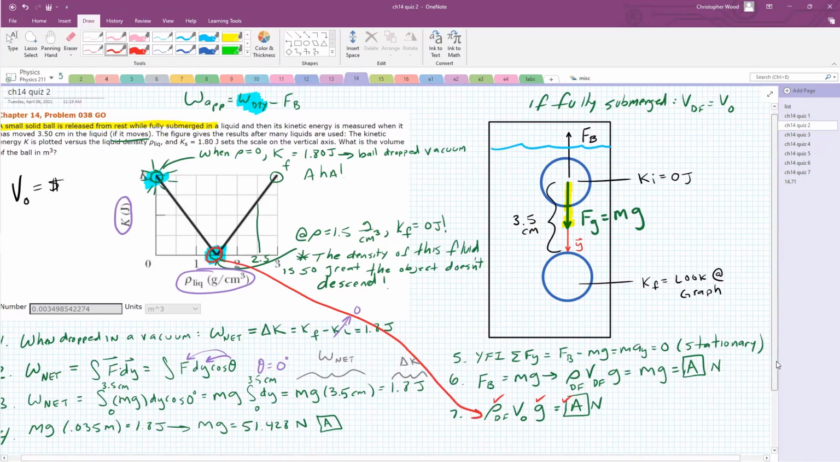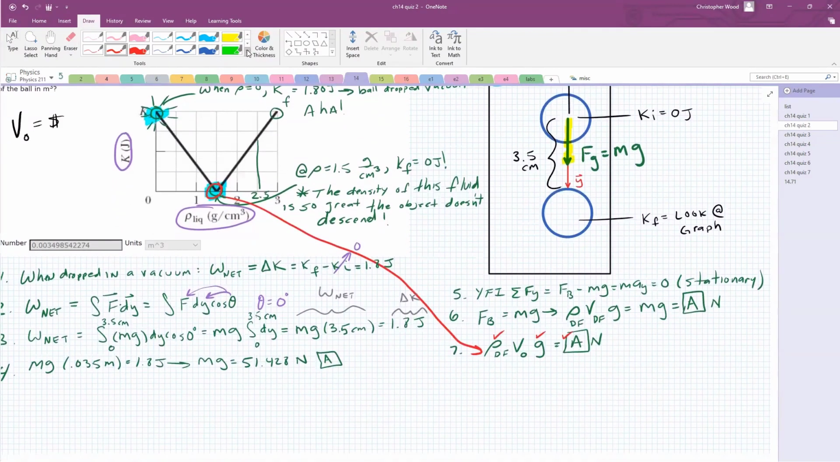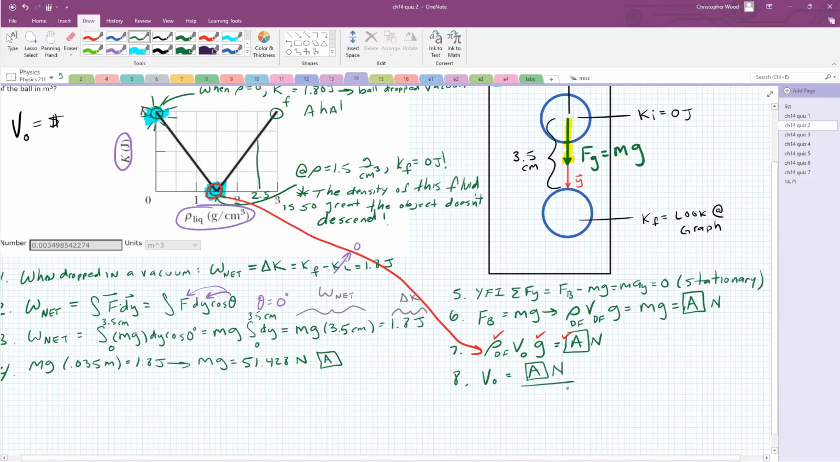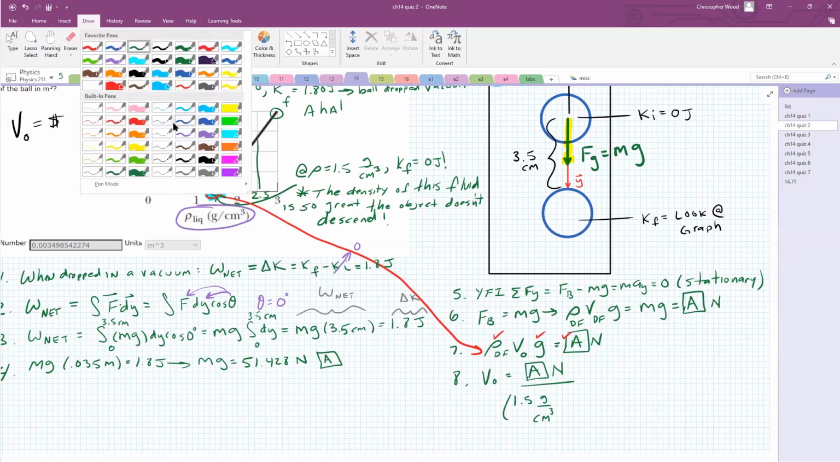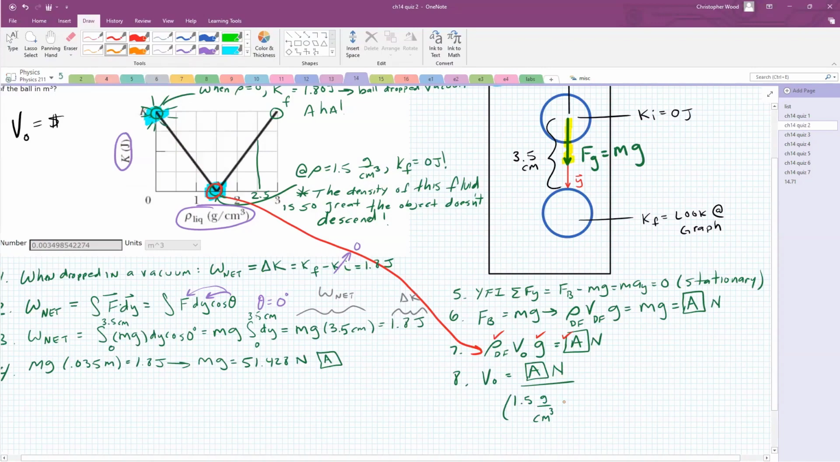All right, so now the only thing I'm going to worry about is our units, which is a common thing. Number 8, the volume of this object is going to equal whatever I have sitting in my calculator memory location A, which has units of newtons, all over the density, 1.5 grams per cubic centimeter. I'm going to convert this because I need to end up with cubic meters. So here's my conversion. How many grams are in a kilogram? That answer is 1 kilogram per 1,000 grams.